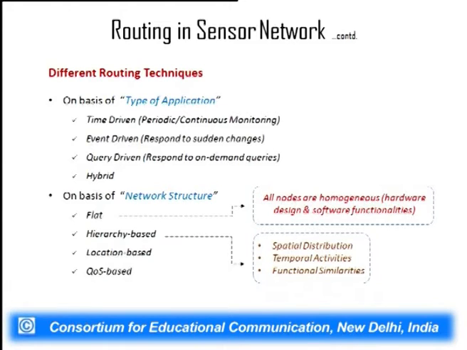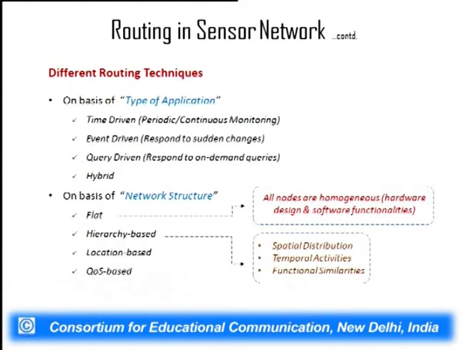The personnel involved in such applications have to continuously check the temperature required in the blast furnace. These are critical applications, basically, so if there is a change in temperature with respect to time, the information should be reported instantaneously. So this is a time driven application, and accordingly the routing protocols should be developed.